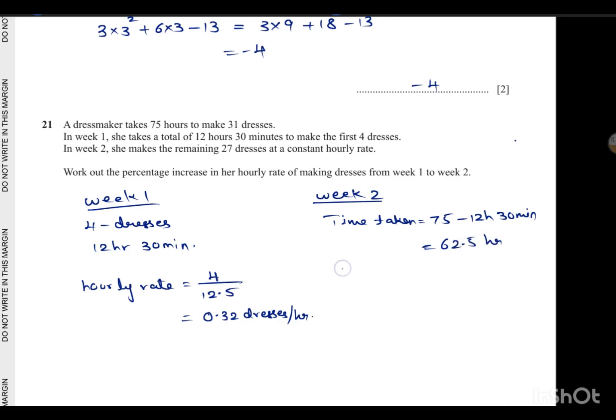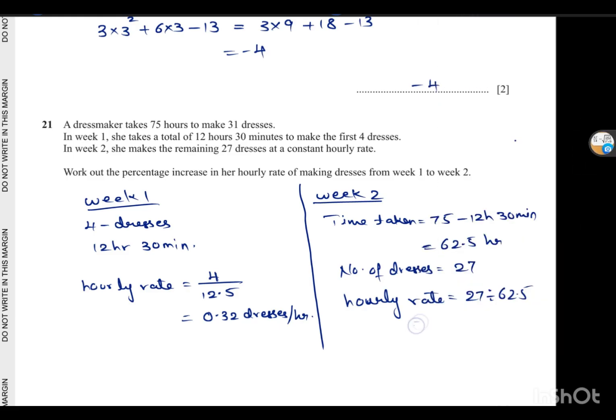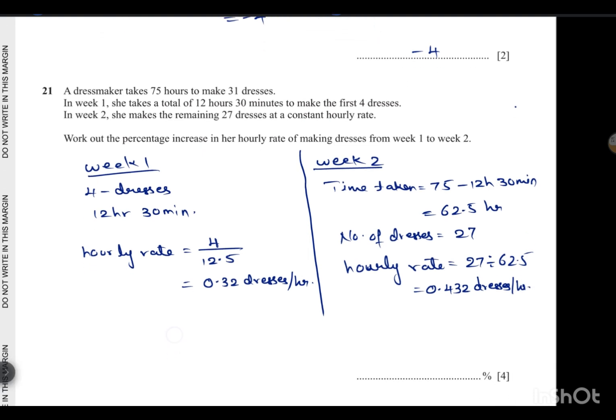So what is the number of dresses she made? Number of dresses she made is 27 dresses. So hourly rate will be, let me divide this. Hourly rate is equal to 27 divided by 62.5. So that we can find out, 27 divided by 62.5, 0.432 dresses per hour. Now as we found out the rate, now we'll find out the difference in the rates.